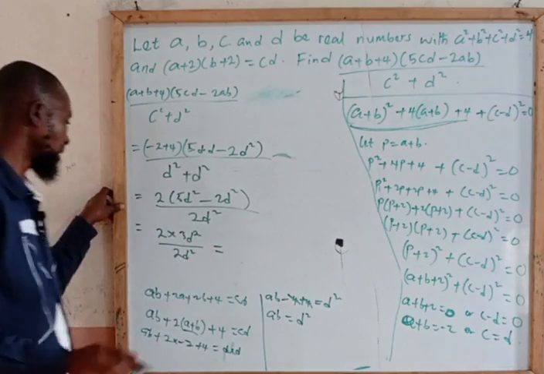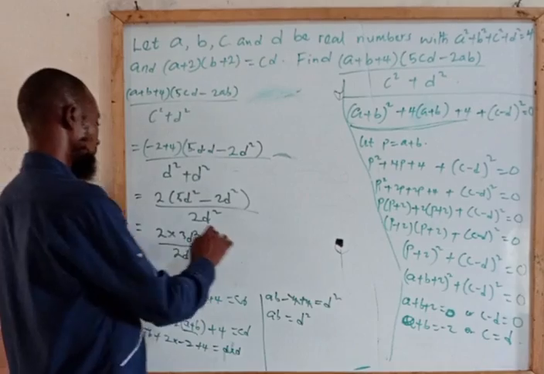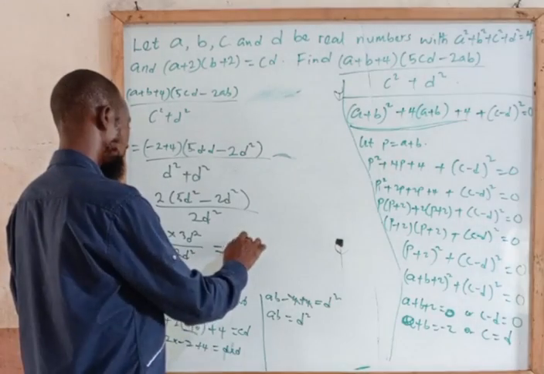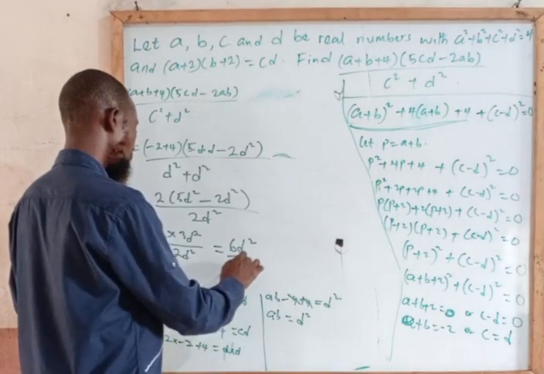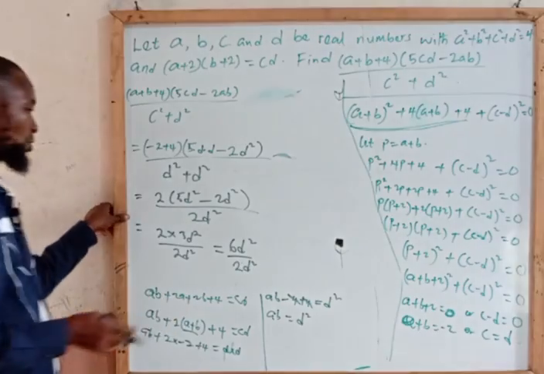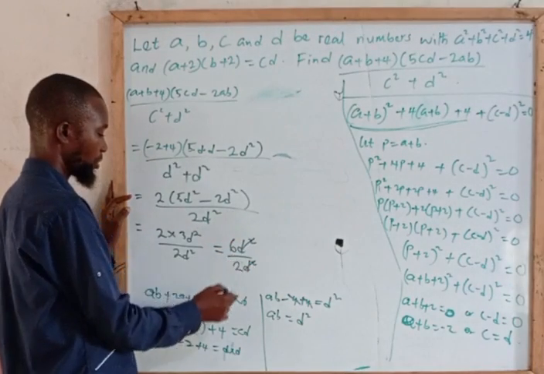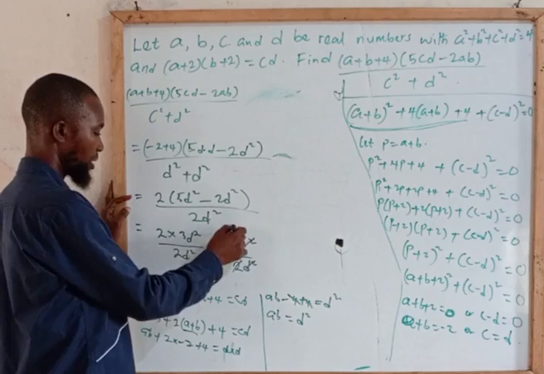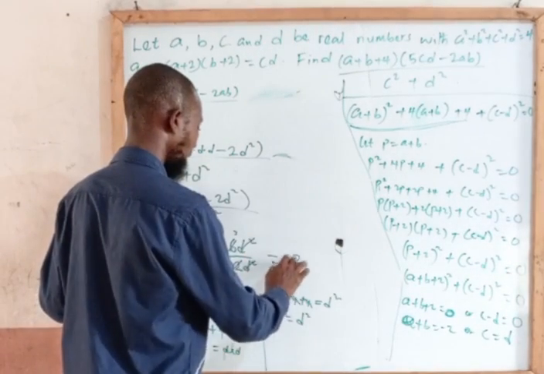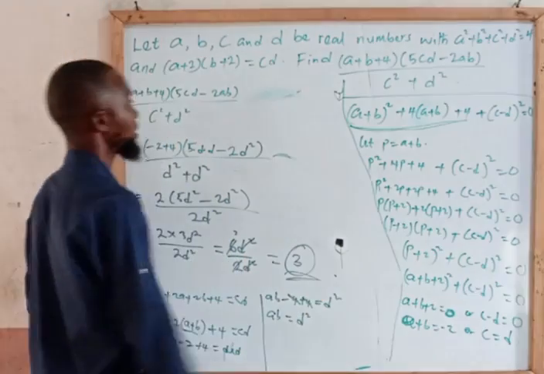So I can continue like this. 2 times 3D squared gives 6D squared over 2D squared. In order to round up now, we can cut where possible. D squared here will cancel this D squared. 2 in 6 gives 3. So the final answer is what? The final answer is 3.